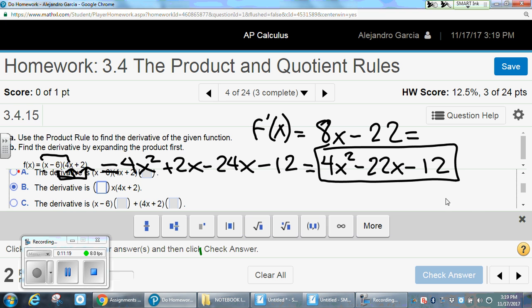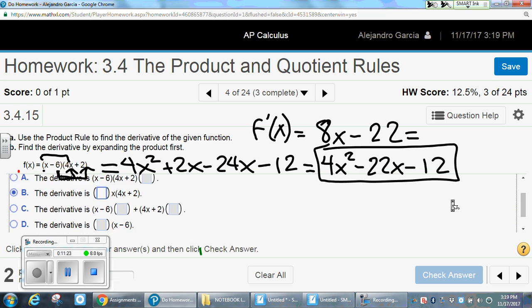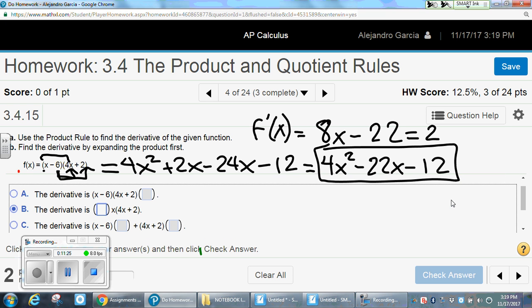Wait, okay. We could factor out a 2, and then it will be 4x minus 11. So that's not what we have there. Oh, okay. Wait a second, I'm getting confused. Okay, so ignore everything I said, Marco, if you were watching.